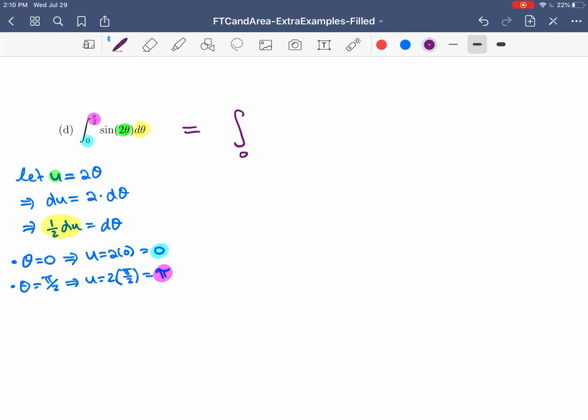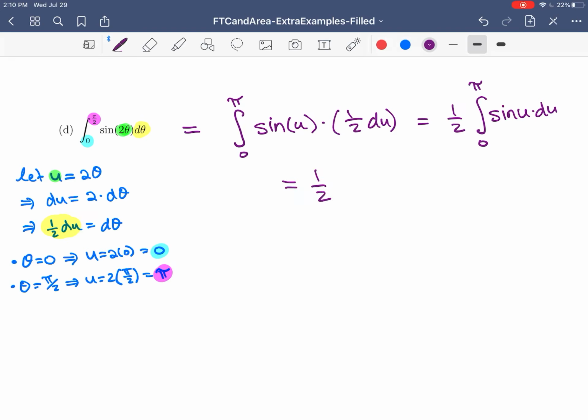So this is going to be from 0 to pi. Now instead of sine of 2 theta, it's going to be sine of u times 1/2 du. So bringing the 1/2 out, because it's a constant, this is going to be 1/2 times the integral from 0 to pi of sine u du. Now I want to think, what function has derivative sine u? Well, that's going to be negative cosine u, and I'm going to evaluate from 0 to pi. I don't have to go back to thetas because these are the bounds for u.